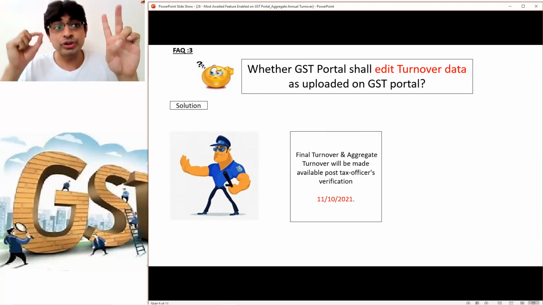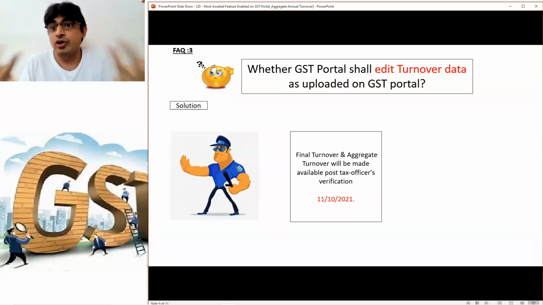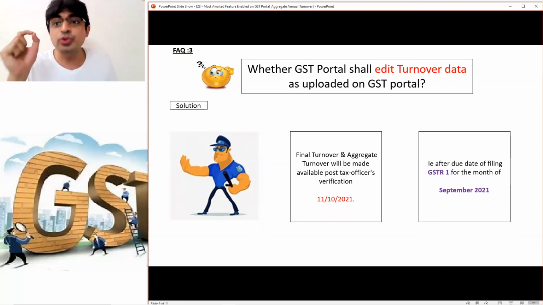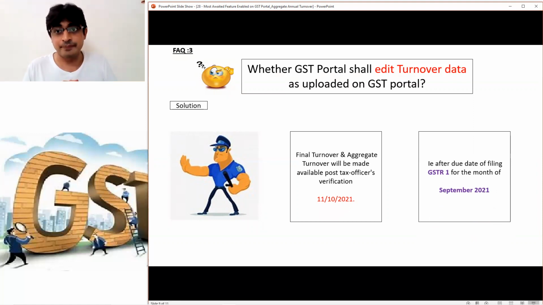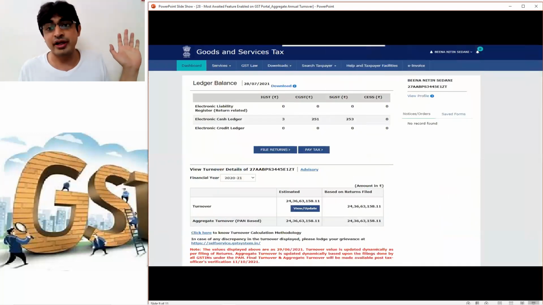The officers are going to verify on 11th of October, and the officers may change or amend these figures on 11th of October. Why 11th October? Why is this 11th October specification? See, this is the due date of filing GSTR-1 for the month of September 2021. Amendment, addition, deletion, whatever it was for financial year 2021, till which date can we do it? Till the due date of filing GSTR-1 of September 21. That's why this date. Understood? So this figure is mostly final, but may be edited or changed by the government.